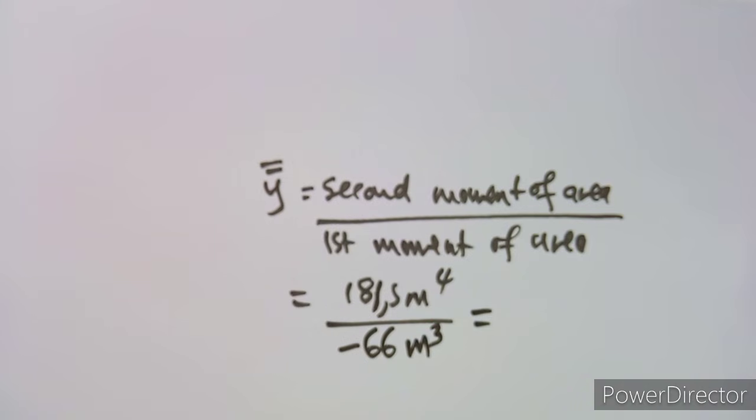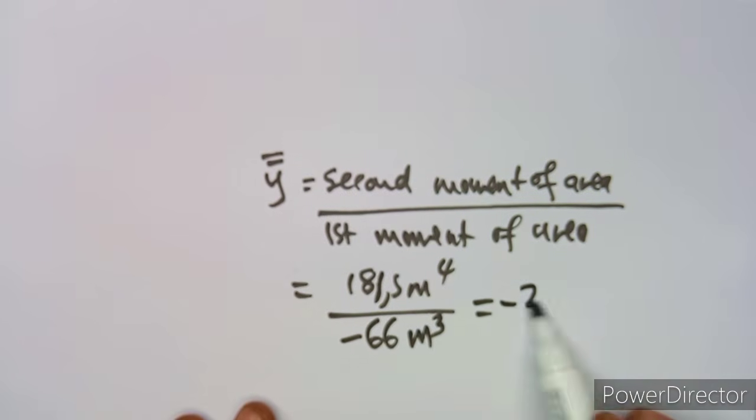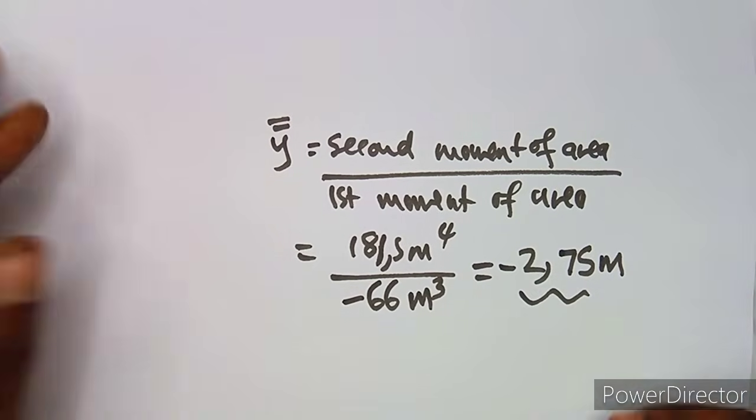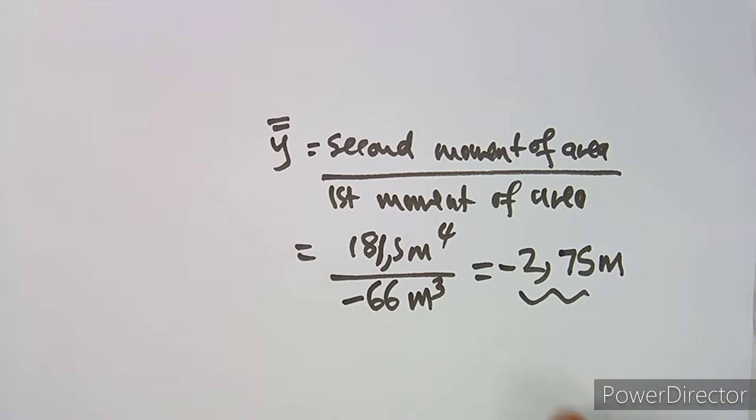So you use your calculator like that, and it's going to give you something like negative 2,75 meters. Because we have taken the x-axis as the water level, that is why it becomes negative. But it's not a worry, guys. In the exam you can use this depth of center of pressure as a positive. But when you take the water level as we used, that it's below the water level, that is why it becomes negative.